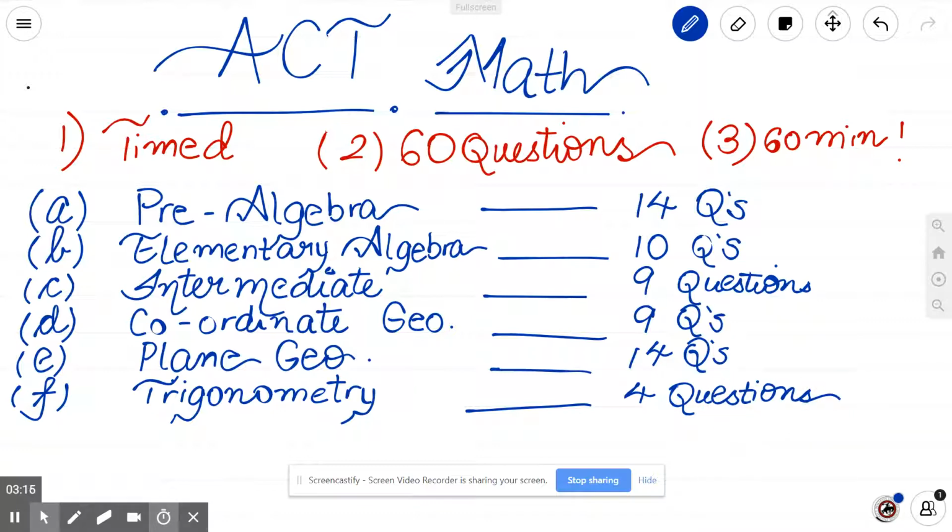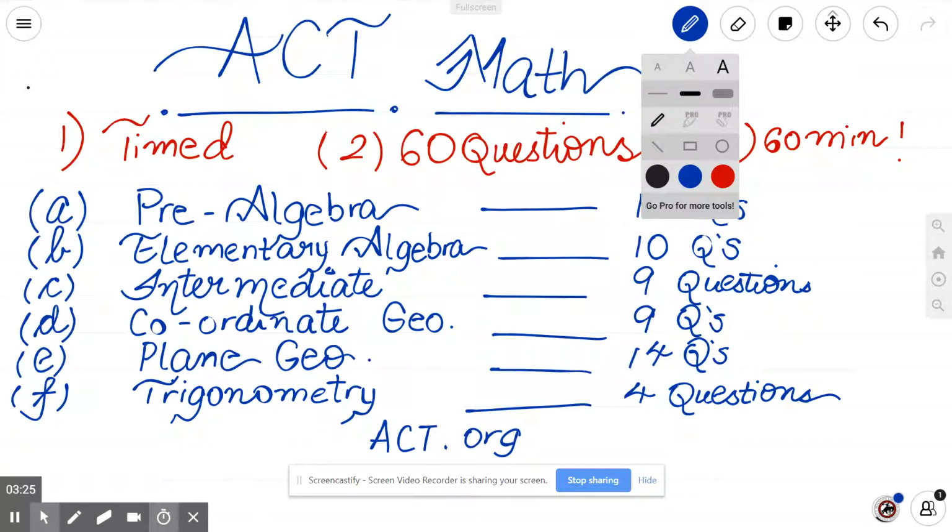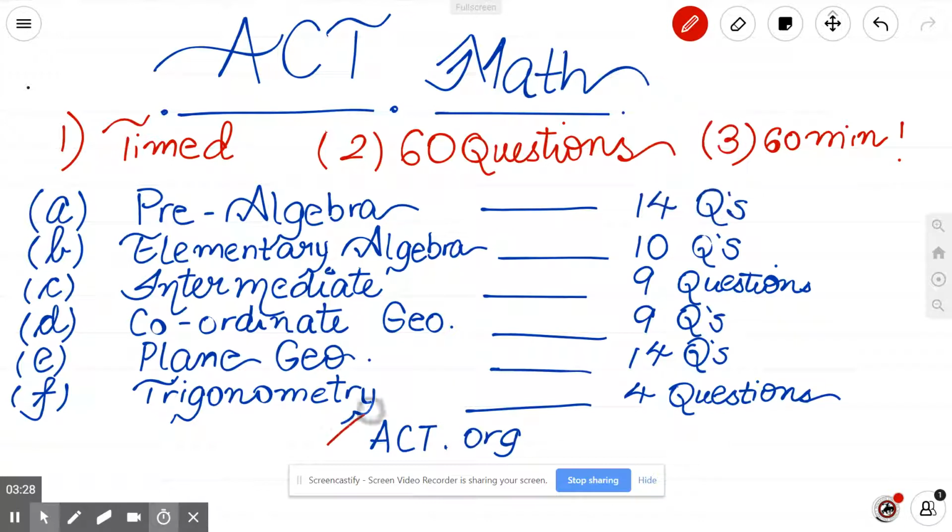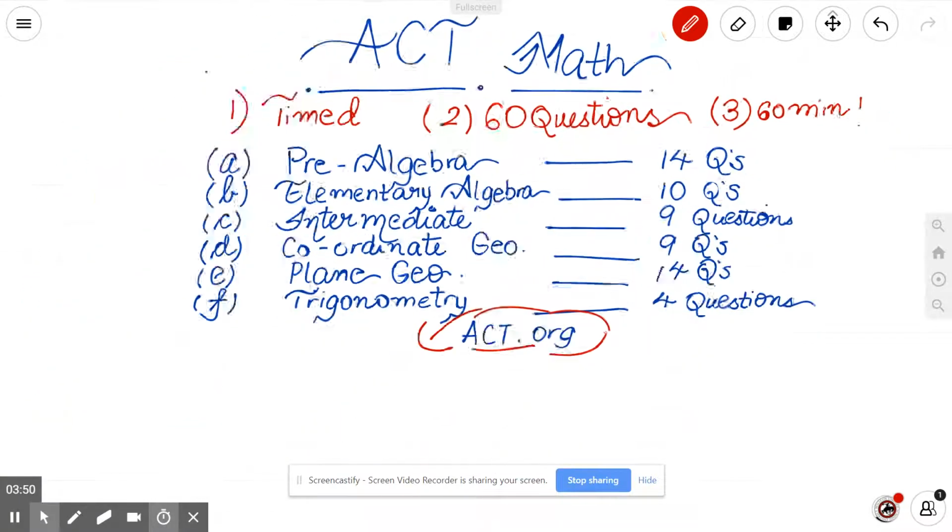Now I'm getting all this information from a website called act.org, so I would suggest visiting this website. It is a really cool website which will give you a lot of information about the ACT test that you'll be taking. And on the next page of this video, I'm going to share some tricks that I personally feel are going to be helpful for you to be successful. All right, I'm going to go ahead and erase this page.